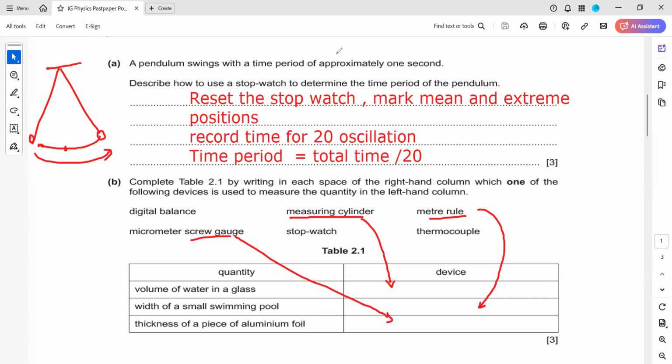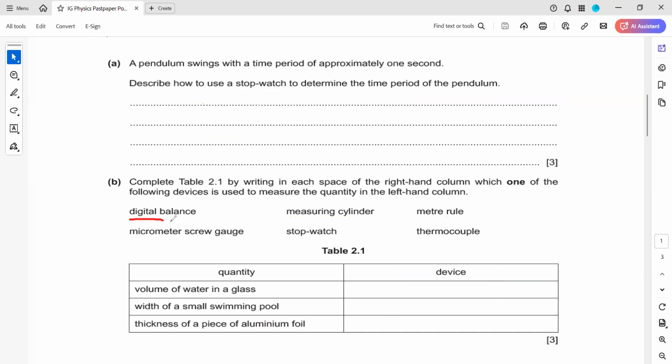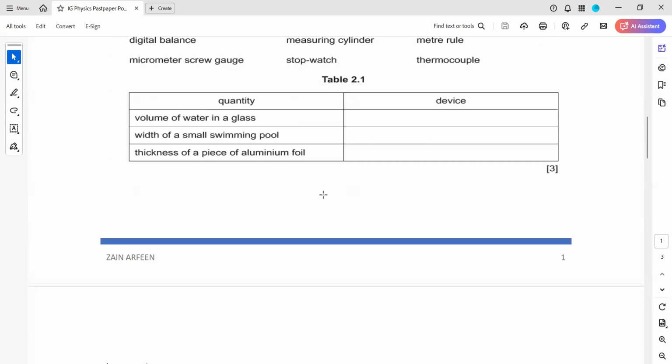What about the other apparatus which are used here? A digital balance we can use for the mass. Measuring cylinders for volume. A meter rule is for measuring thickness or length. A micrometer screw gauge is also for thickness or length, but for very short distances. A stopwatch is for time. And a thermocouple and thermometer are used to measure temperature.